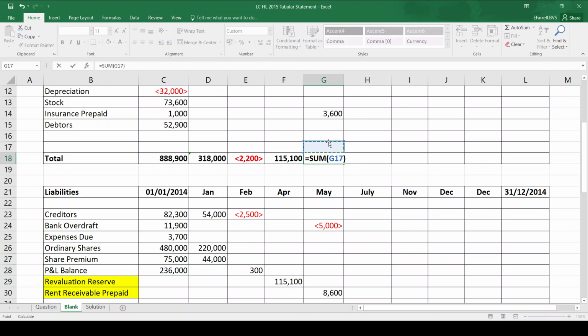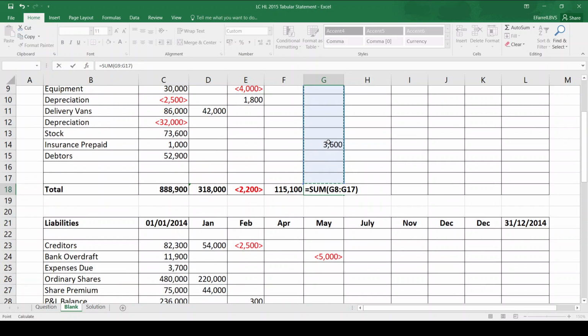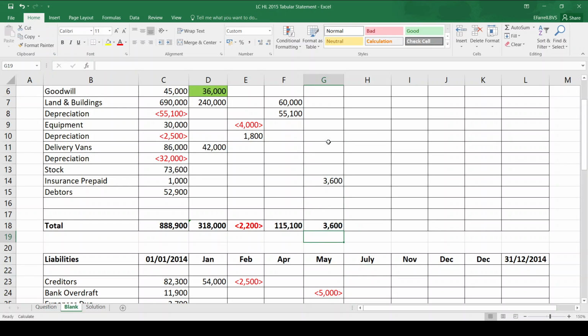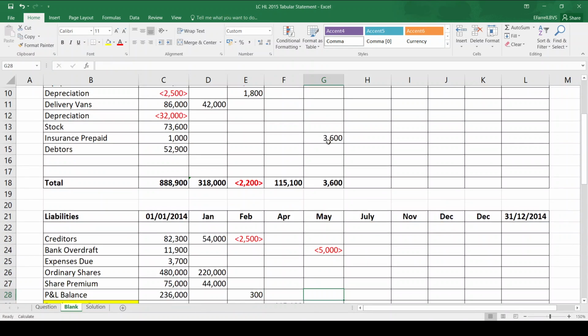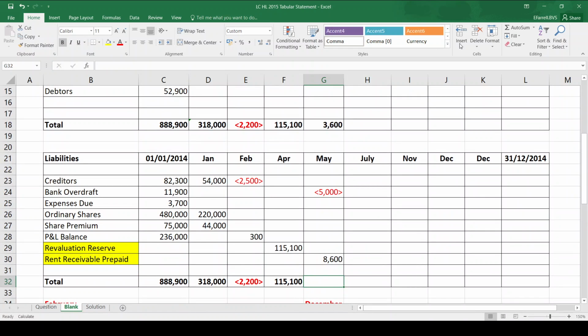And then in December, I have 2 columns in December. One of them is to work out what is due and prepaid at the end of the year. So the assets come to 3,600 and the liabilities should also come to 3,600.